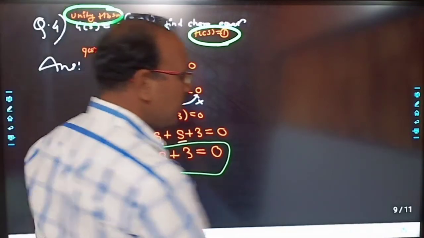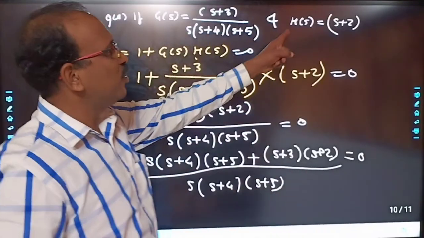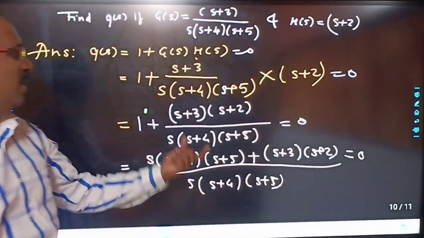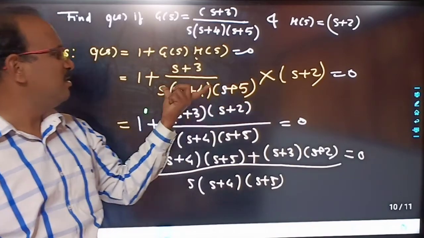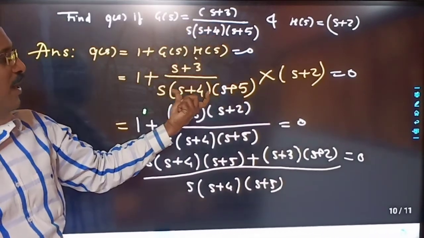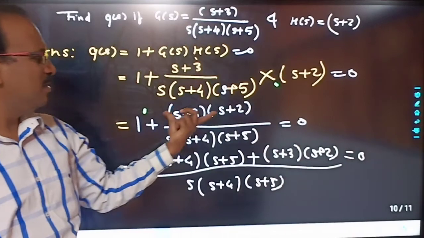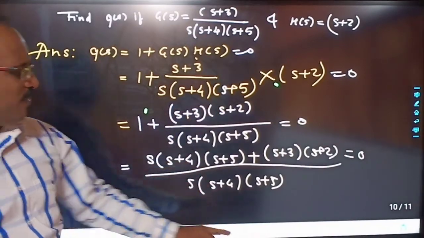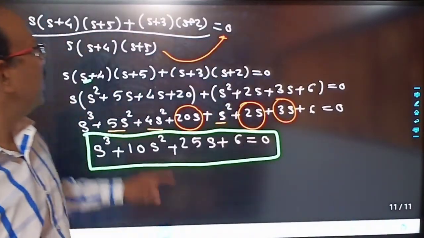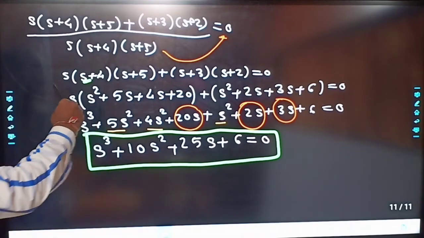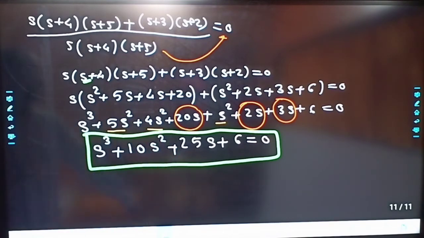But here the system is not unity feedback. H of s is given, so we have to multiply that. So this is G of s. Whatever G of s and H of s are given, just multiply them, take the LCM, multiply with this and solve the equation, and we get this.